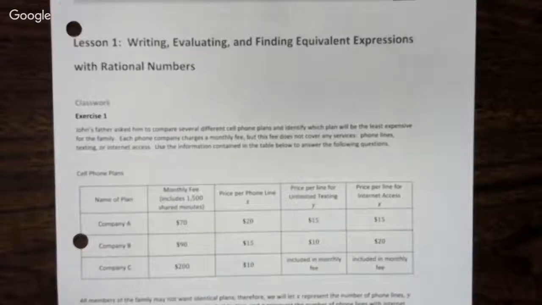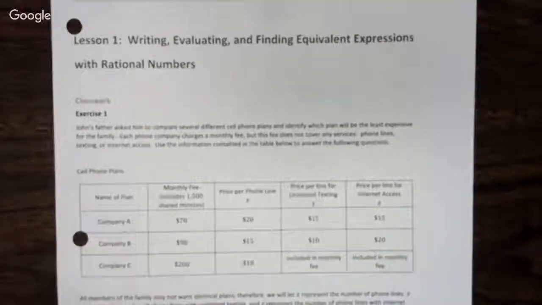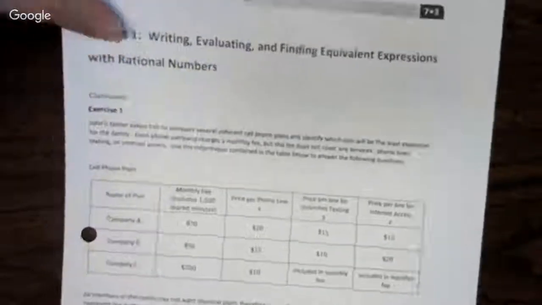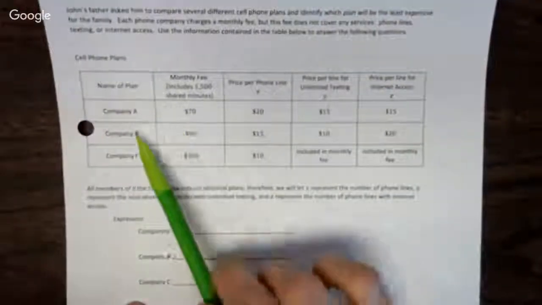So it says all members of the family may not want identical plans. Therefore, let's let X represent the number of phone lines, Y represent the number of phone lines with unlimited texting, and Z is the number of phone lines with internet access. So let's come up with the expression for each company.